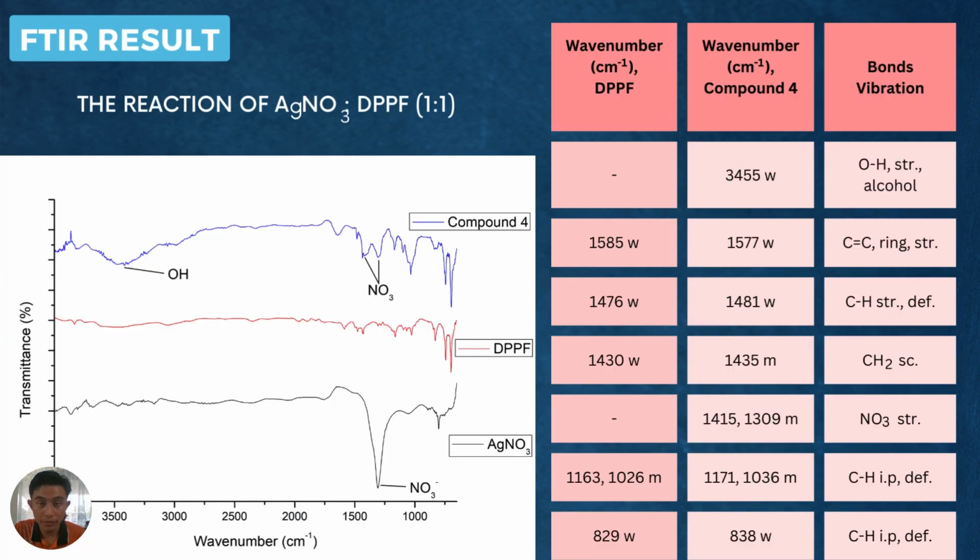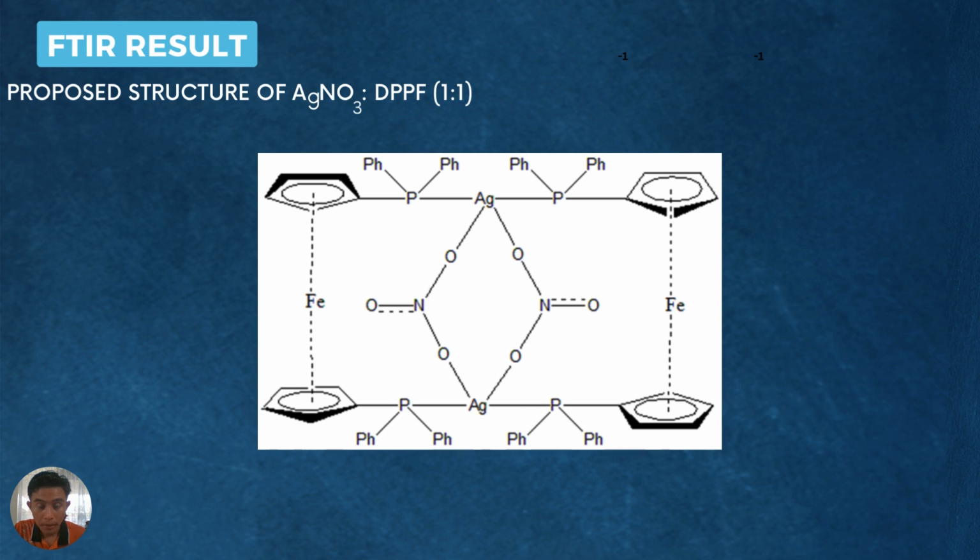And then my last reaction, with dppf. This one is indicated by the chelating ligand. This one is different because nitrate acts as a bridging ligand. It bridges between the two silver atoms.